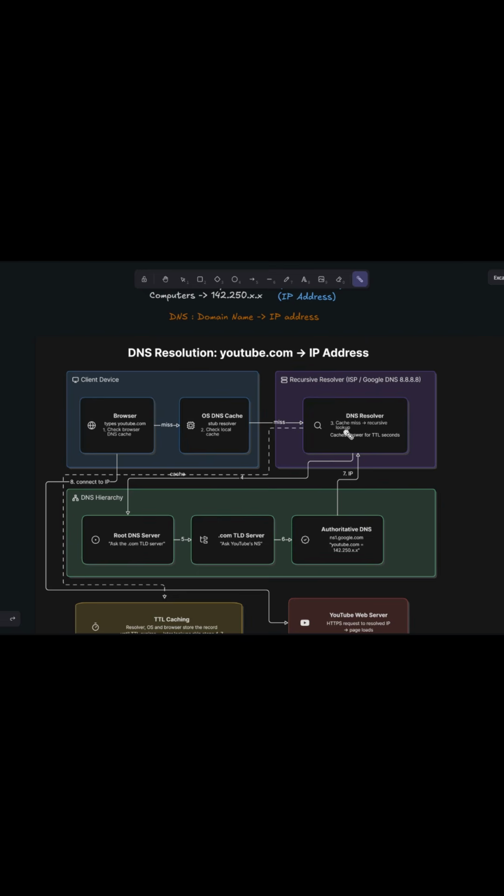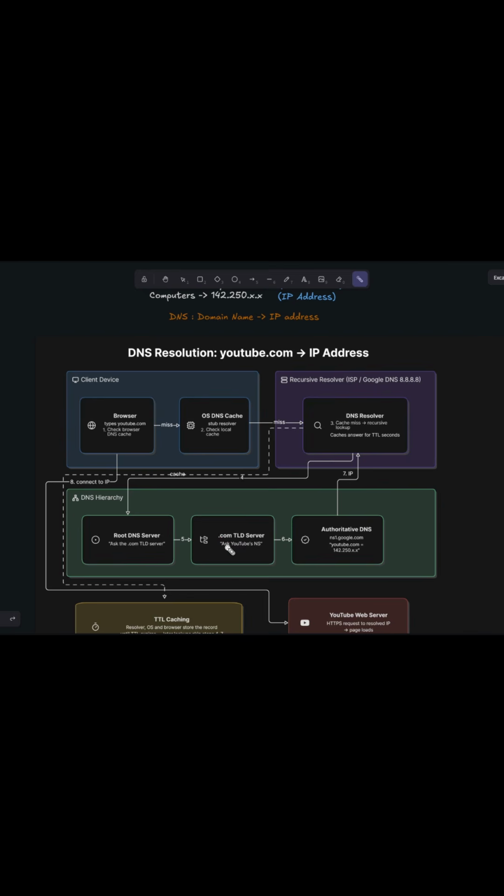Now, walking the DNS hierarchy. The resolver starts at the top and works its way down. It asks a root DNS server, which basically says, I don't know the IP, but ask the .com TLD server.